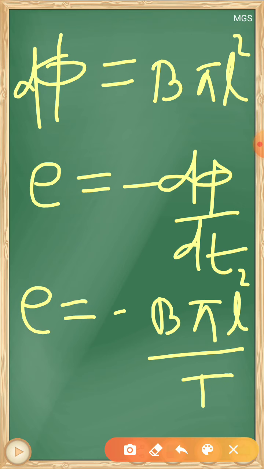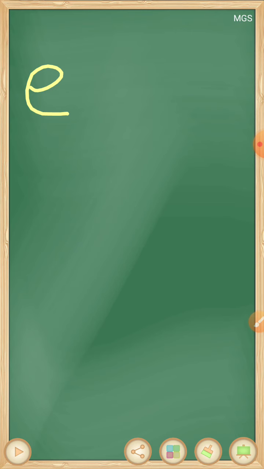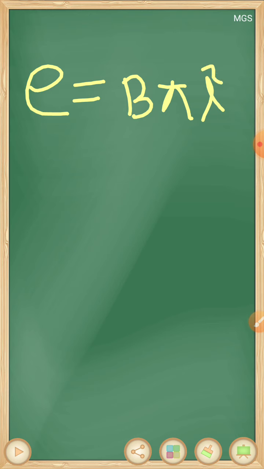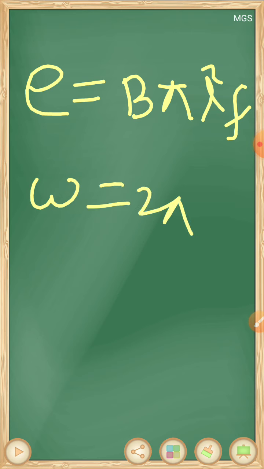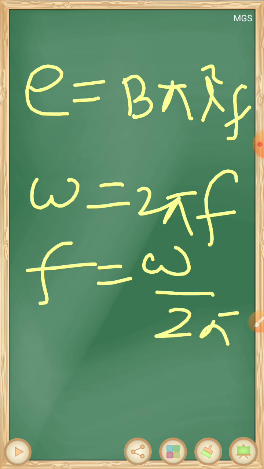Change in magnetic flux and the time in which it has taken place, divide it, you will get the rate of change of magnetic flux. Further, 1 by T is your frequency, so it can be written as B pi L square into F. E is your B pi L square into F. We know that omega is equal to 2 pi into frequency, so frequency is omega by 2 pi.